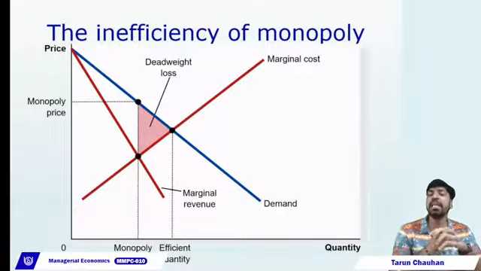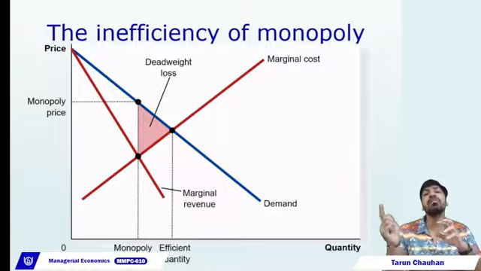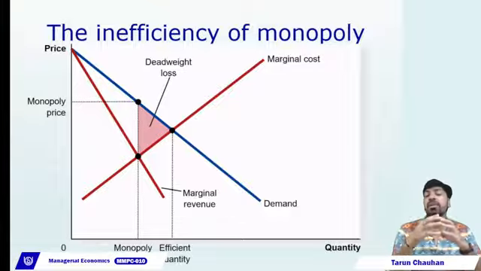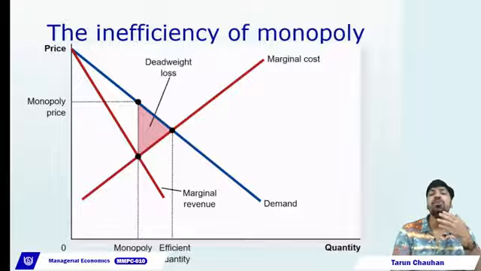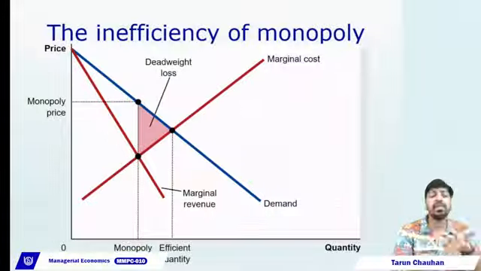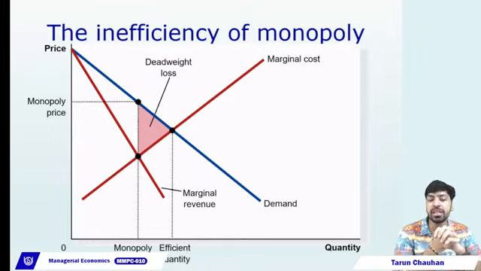The monopoly situation in case of the losses is called the deadweight loss. This loss will not be recovered after a certain period of time as well. So this is the same shape that has been drawn. The portion where the MC and the demand curve intersect each other, and below that quantity, that is the deadweight loss.